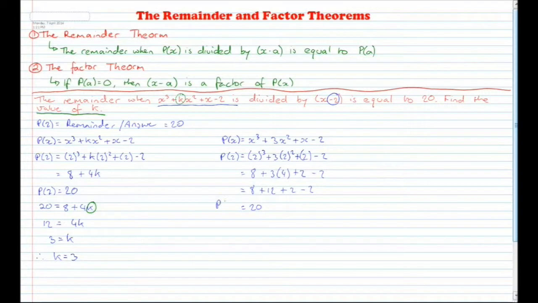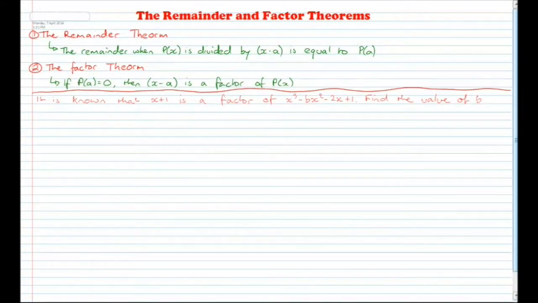So we know p of 2 is equal to 20. So that actually holds true to what it said here, where it says the remainder when x cubed plus kx squared plus x minus 2 is divided by x minus 2 is equal to 20. Therefore, find the value of k. Well, when I substitute in 3 for k here, what I end up getting was when I put in p of 2, I got a remainder of 20. So we know this is actually true.